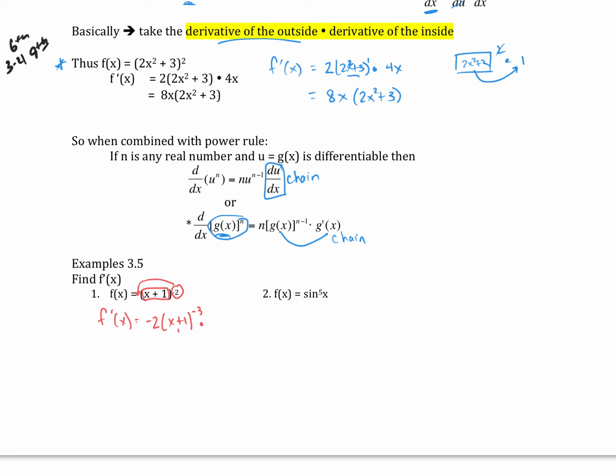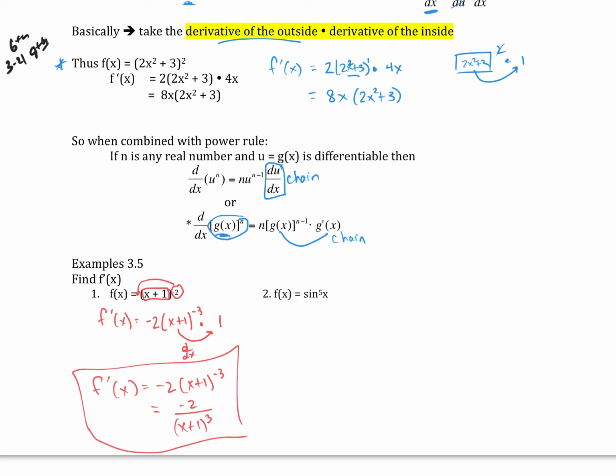And now I need to multiply it by the chain, which is the derivative of that inside. Well, the derivative of the inside is just 1. So f prime of x ends up being negative 2(x plus 1) to the negative third power. Yes, you can write it as negative 2 over (x plus 1) to the third power like that. Either way is correct. All right, look at the next one, where I have this situation with sine.